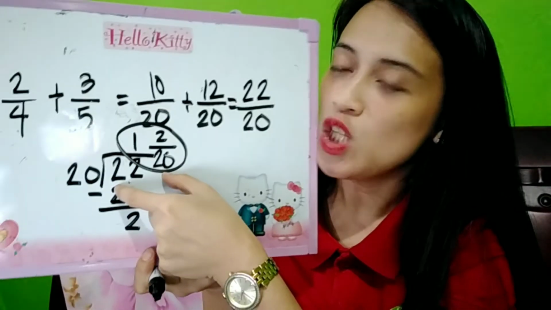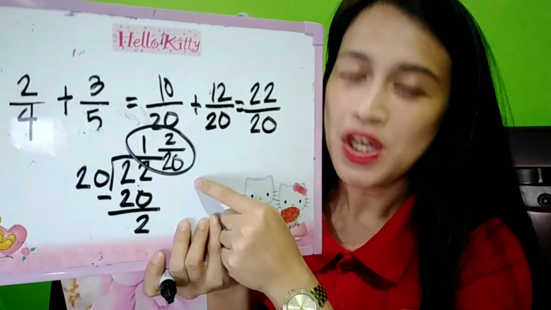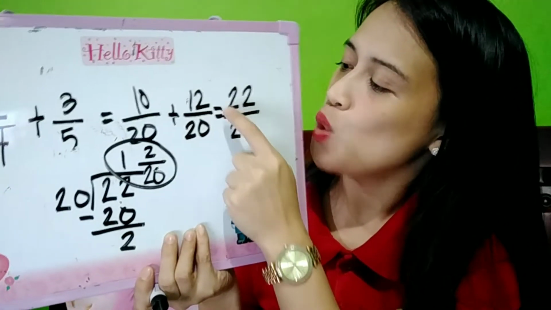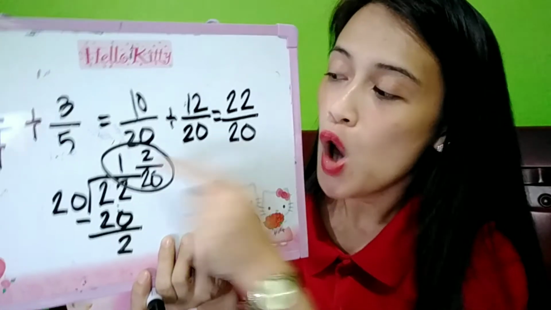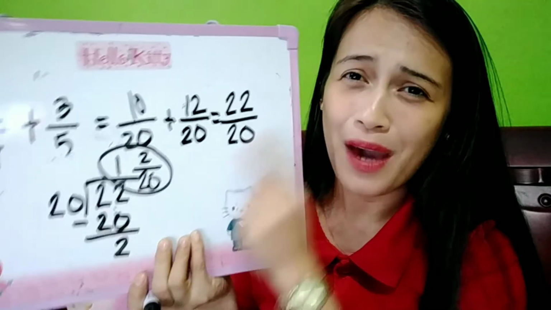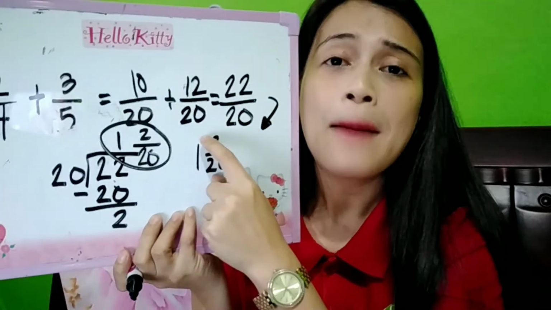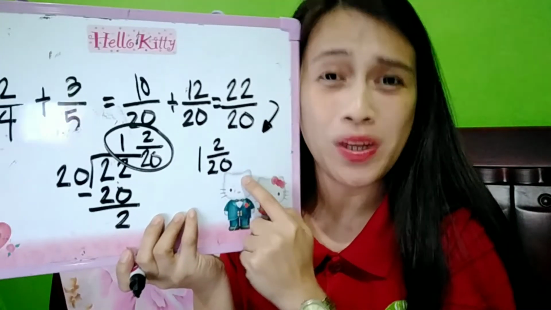So now, nakita nato na pag i-divide nato si 22 over 20, ang answer is 1 and 2 over 20. So meaning, this 22 over 20 is equal to 1 and 2 over 20. Butang na lang ni teacher sa baba kay wala na space diri sa kilid. Now, tanawin nato or let's look at the fraction, the proper fraction 2 over 20.